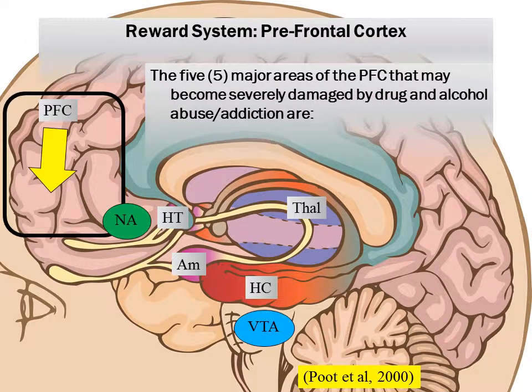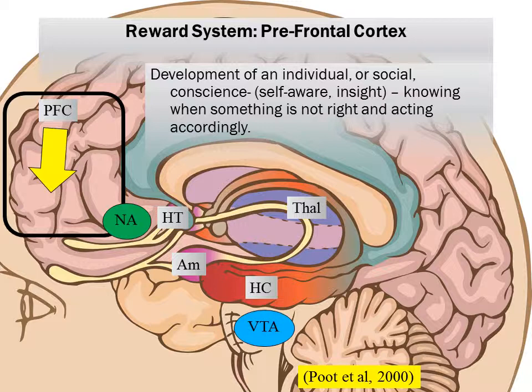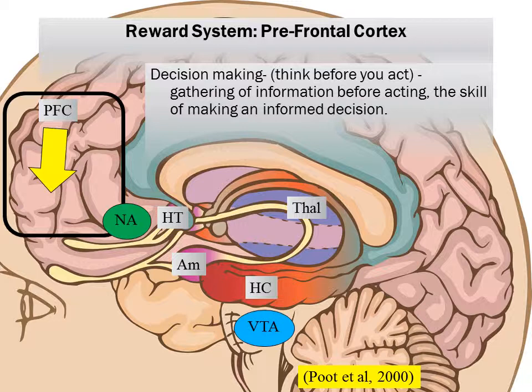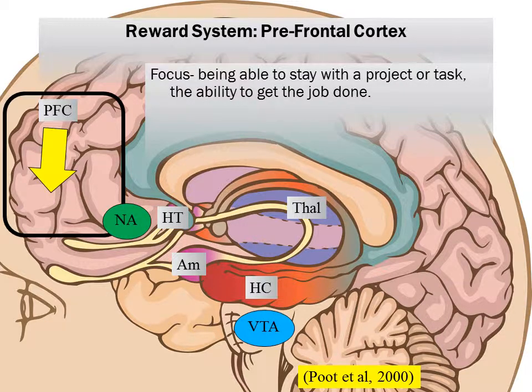The frontal and prefrontal cortex are located on the anterior frontal portion of the brain. The five major areas of the prefrontal cortex that may become severely damaged by drug and alcohol abuse and addiction are behavior, controlling one's actions, having the ability to think or feel a certain way and acting with appropriate behavior; development of an individual or social conscience, i.e. self-aware or insight, knowing when something is not right and acting accordingly; decision-making, thinking before you act, gathering of information before acting, the skill of making an informed decision; impulse control, thinking things through instead of immediately acting on a feeling or thought; and lastly, focus, being able to stay with a project or task, the ability to get the job done. These are all issues associated with the prefrontal cortex.